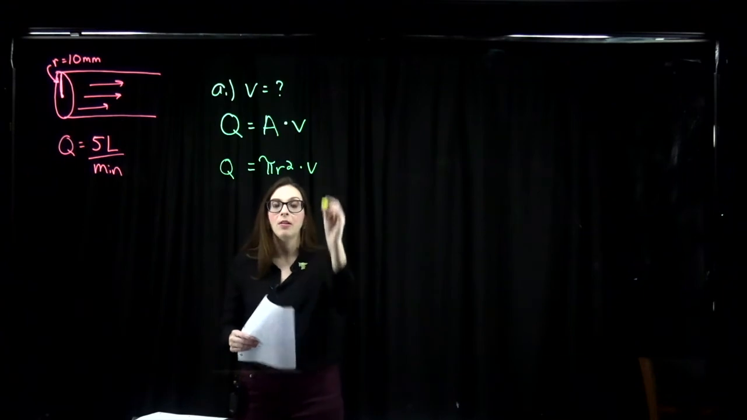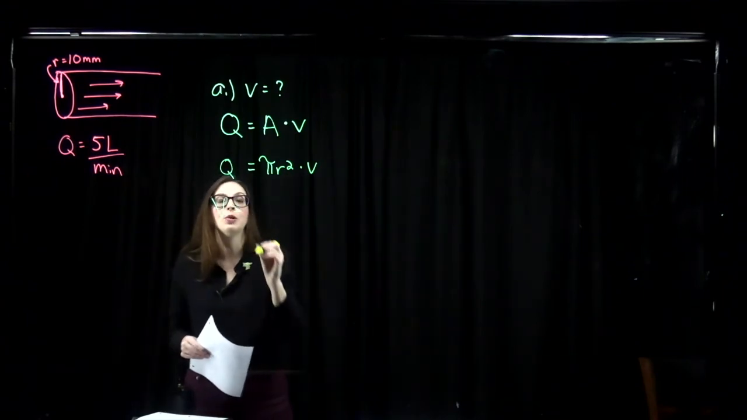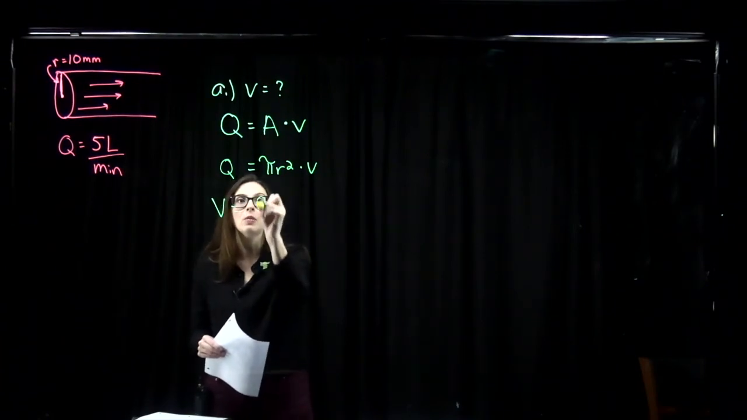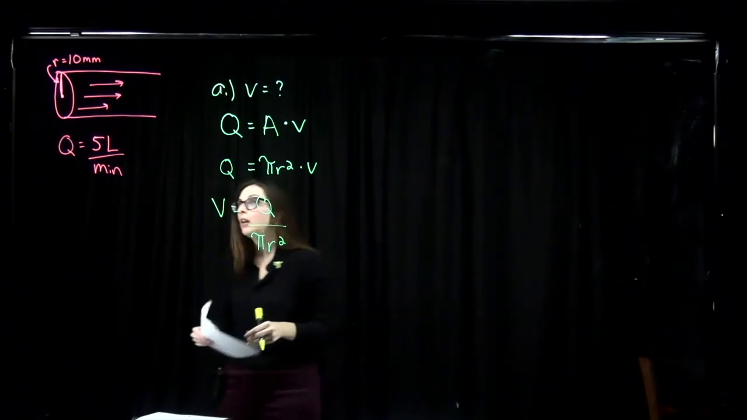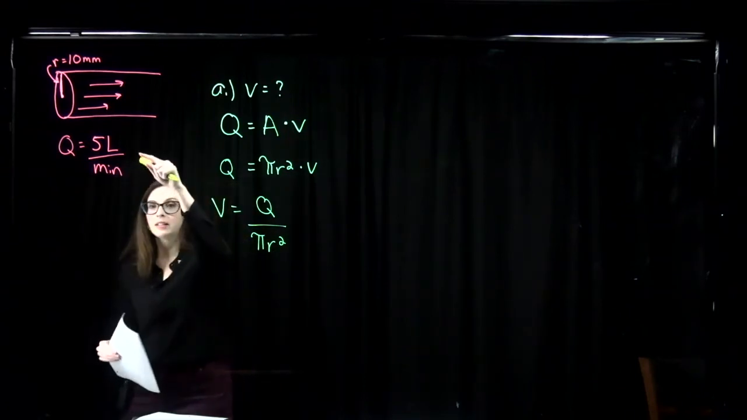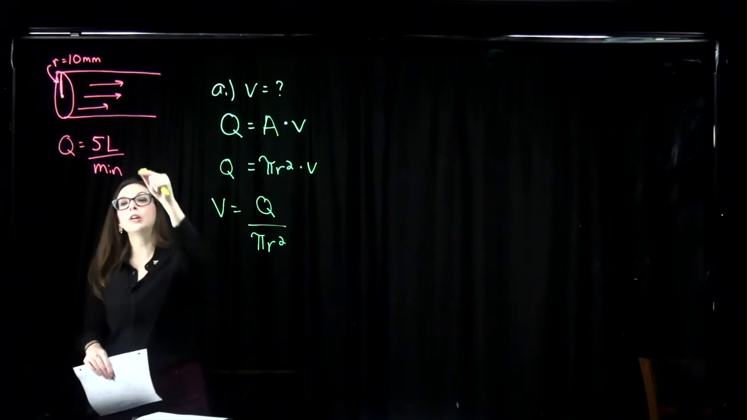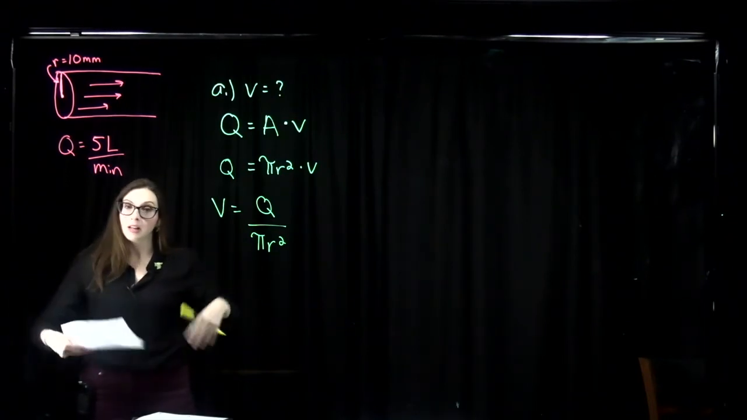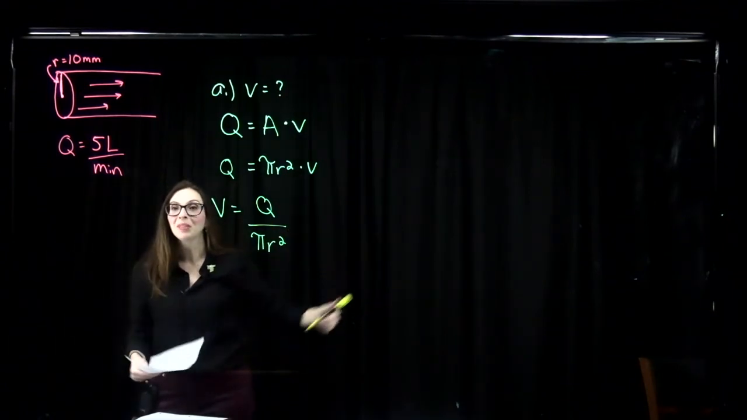So now we want to solve this equation for v. So v, our flow speed for the blood that we're looking for, is equal to our flow rate divided by pi r squared. Okay, so we see though that our flow rate is given in units of liters per minute. A liter is a volume. Our flow rate is going to be some volume that moves per time, okay?